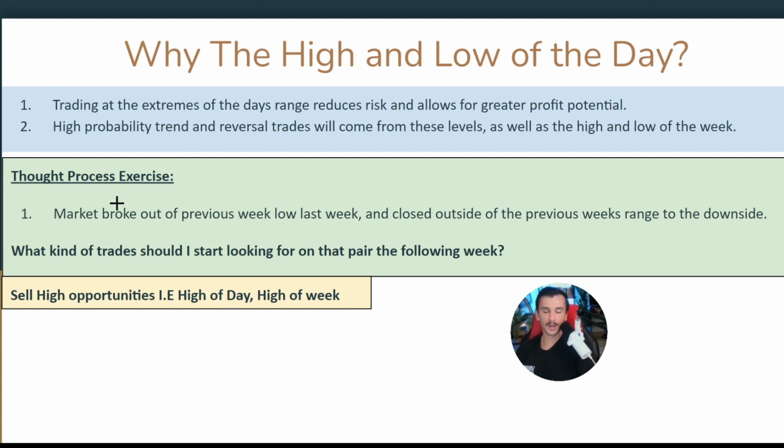So a little bit of a thought process exercise. The market has broken out of a previous week's low last week and closed outside of the previous week's range to the downside. What is that? It's a breakout. Think about the 3 market conditions. Think about the 3 things that markets do. What kind of trade should I start looking for on that pair the following week? Sell high opportunities, high of day, high of week.